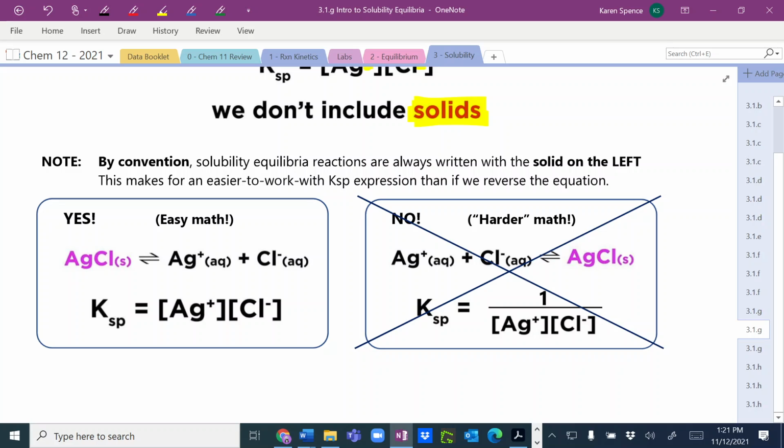So we wouldn't be able to compare them in this way if half the time we were putting the solid on the left and half the time we put the solid on the right. It would just be a problem. But we can compare them if we always do it the same way.